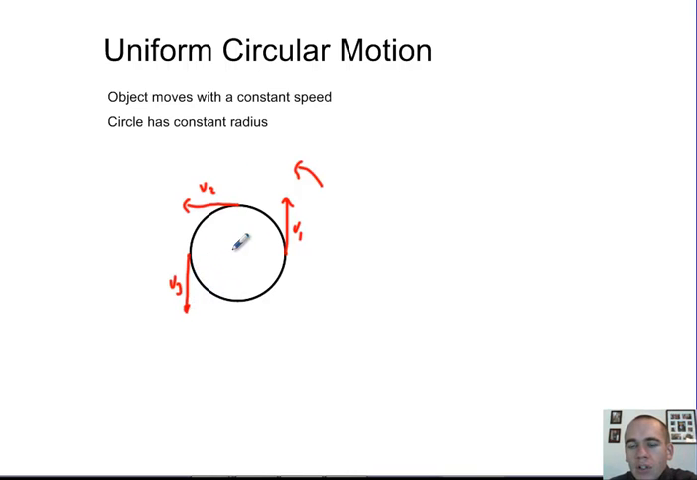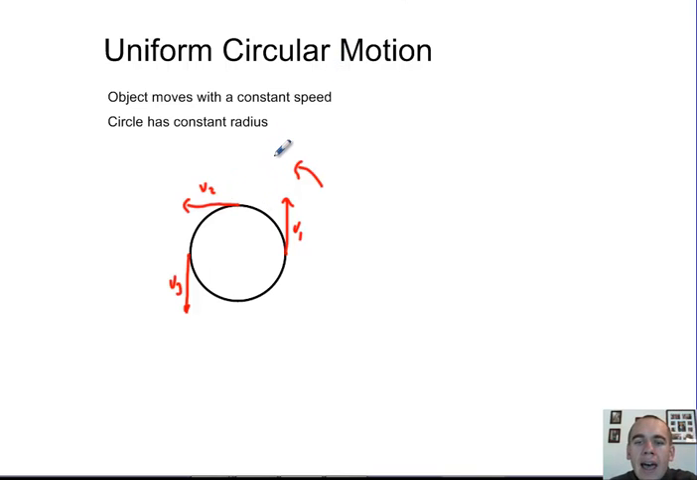It's changing which direction it's moving, which means it's actually accelerating, right? Because constant velocity means a constant speed and a constant direction. And this thing has a constantly changing direction. Okay, so which way is that acceleration? How can I get there?